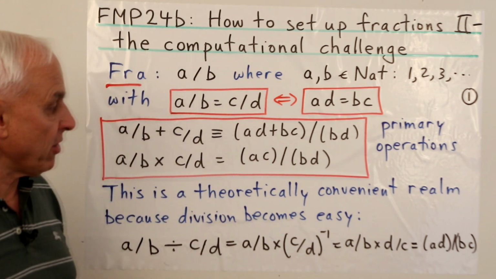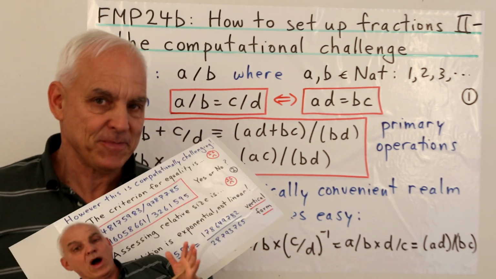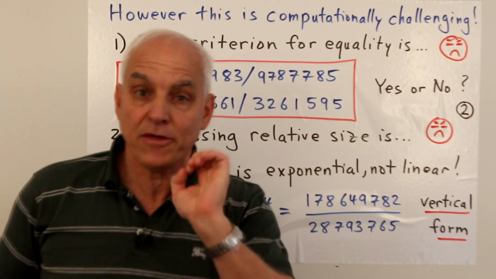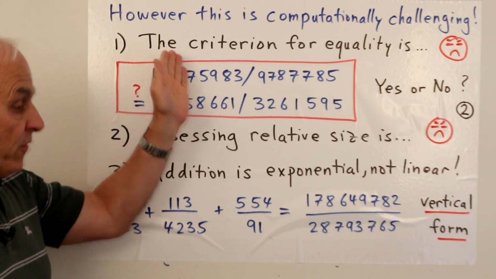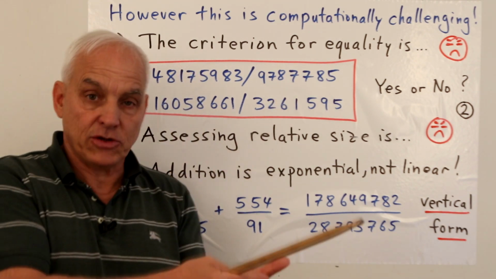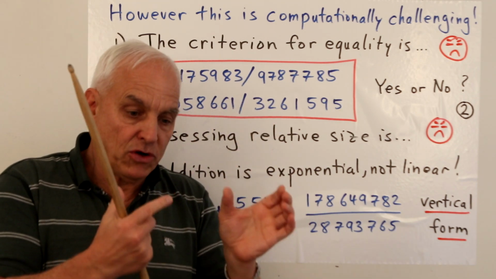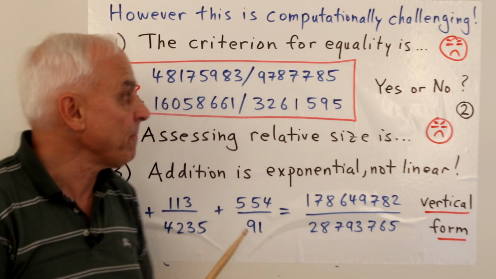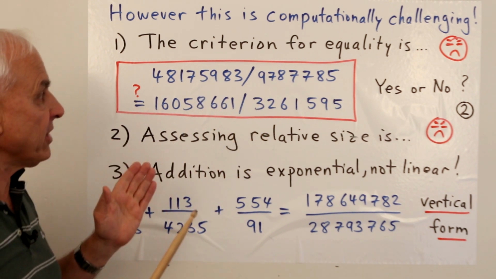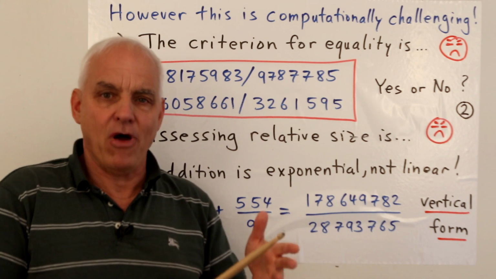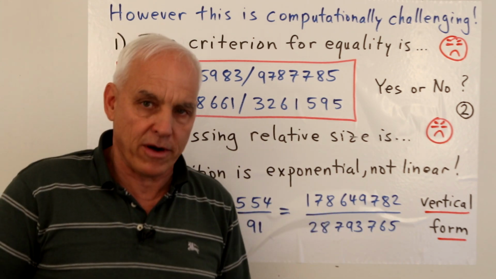But nevertheless, there are some serious computational problems with this. So why is arithmetic with fractions rather challenging computationally? Well, there's a number of reasons. The first one is a direct consequence of our criterion for equality. To tell whether two fractions are actually equal, we have to do this ad equals bc criterion, and that is generally sort of awkward or painful, or at least involves some additional work.